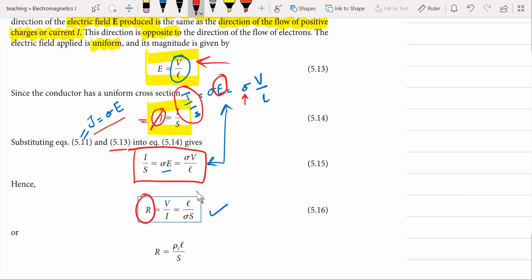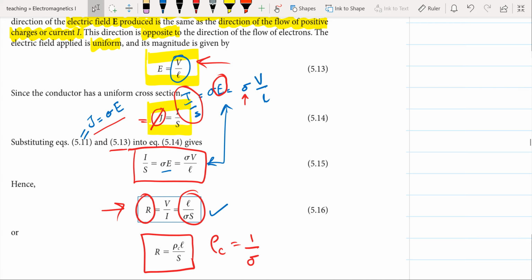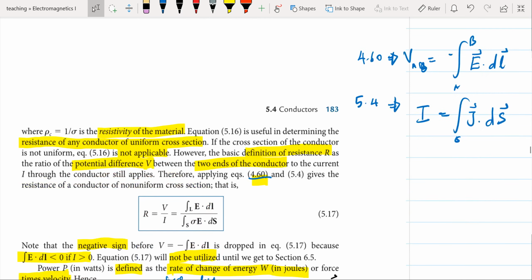L over sigma S, and we can now say that the constant of proportionality associating V and I is definitely the one that we refer to as the resistance. And here we have just introduced one more parameter, rho C, that we say is equal to 1 over sigma. This is the term that we refer to as the resistivity of the medium, whereas sigma is what we have already defined before as the conductivity of the medium.